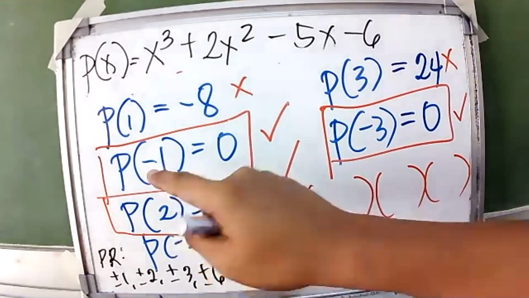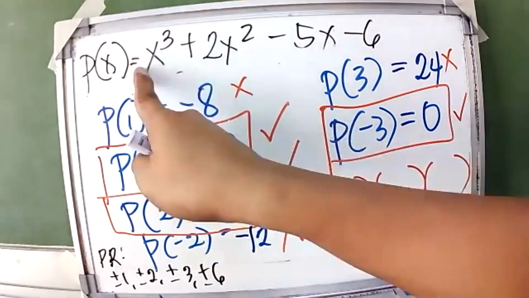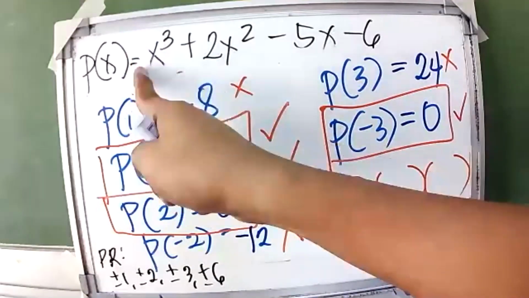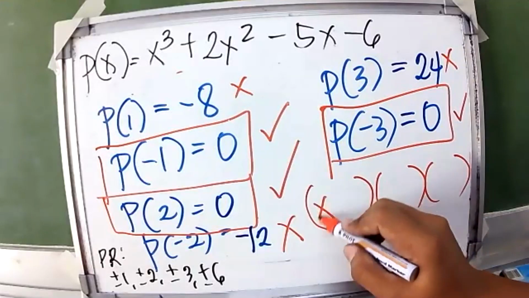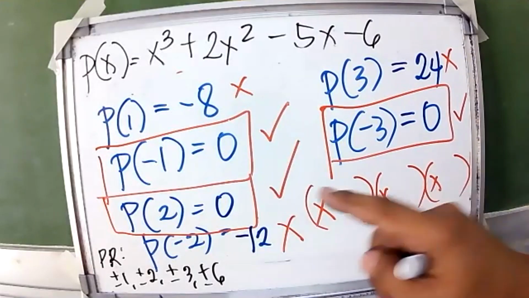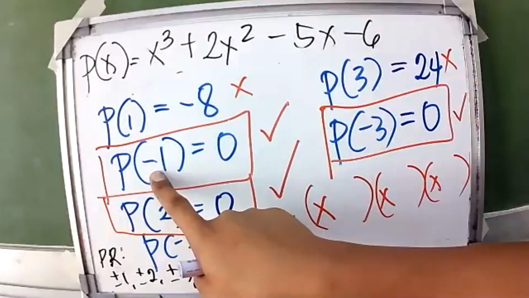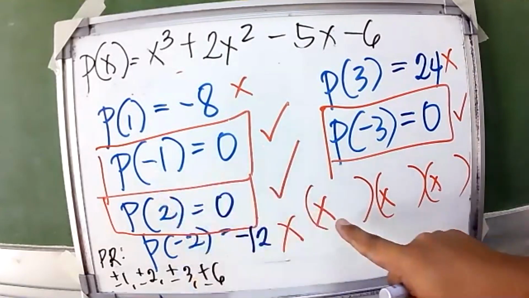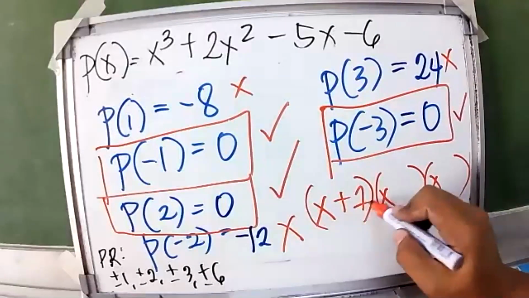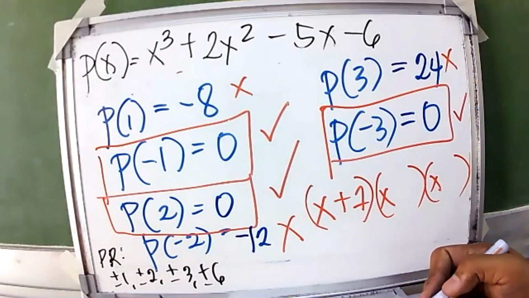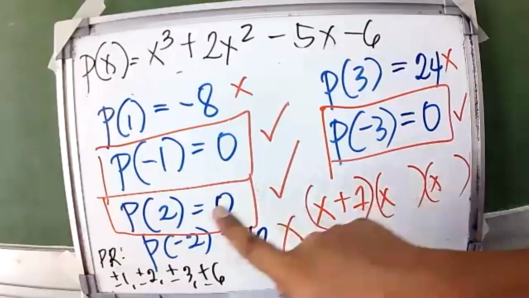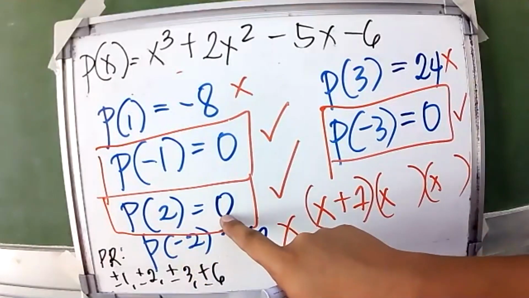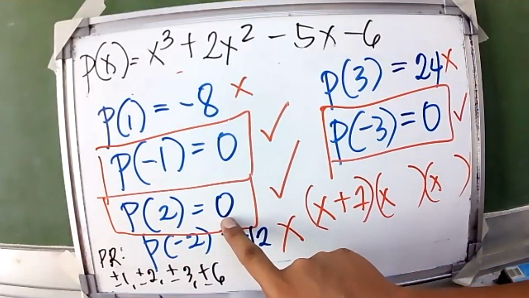Ready? Since the coefficient of our leading term is 1, pare-pareho lang na x yan. X. From negative 1, our negative 1, change the sign, it becomes plus 1. We always change the sign when we rewrite them to factors. We have here 2. It's equal to 0. Therefore, it's a root or it's a 0.